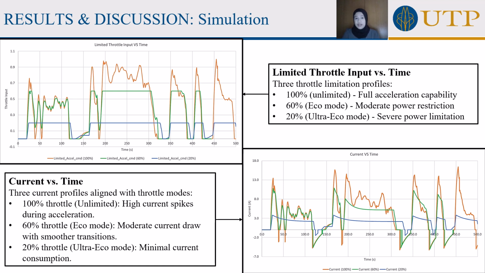The bottom graph quantifies how throttle limiting conserves energy. In Ultra Eco mode, current draw is drastically reduced, while Eco mode offers a compromise and full throttle prioritizes performance at the cost of higher energy consumption.